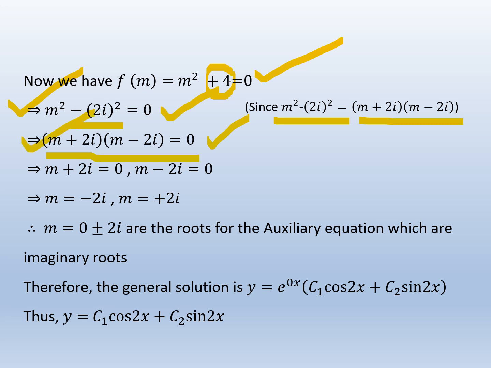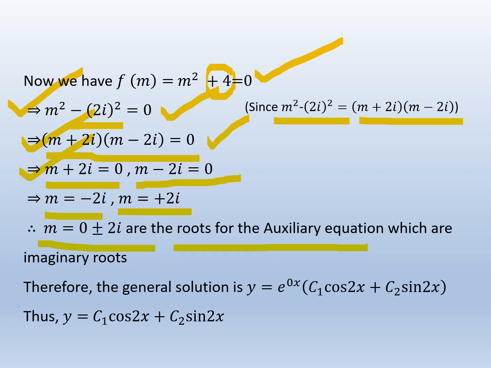Now from this equation we have m plus 2i equals 0 and m minus 2i equals 0. From these two equations we have m equals minus 2i and m equals plus 2i. Therefore, m equals 0 plus or minus 2i are the roots for the auxiliary equation, which are imaginary roots. Now using these roots, we write the general solution for the given differential equation like this.